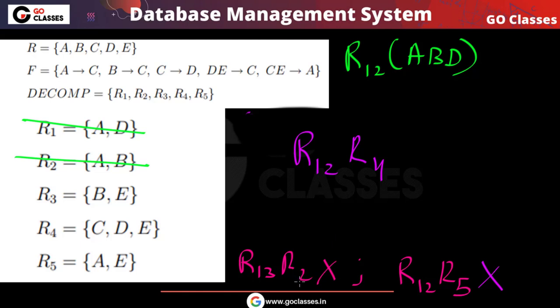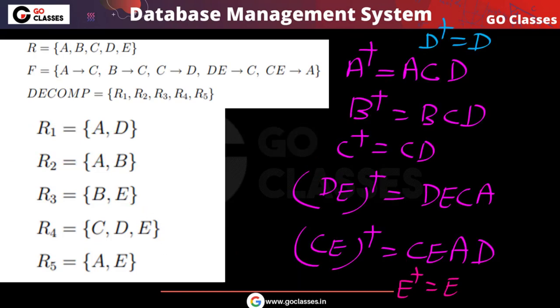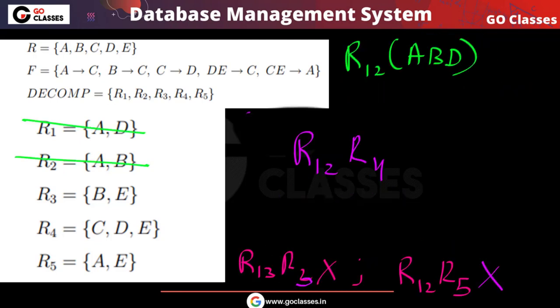So this R12 we cannot combine with R3, because you can notice the common attribute is B, and B cannot determine BCD. So B cannot determine, yes, correct. So you can notice this R1, this R12, here I can say this is R12.